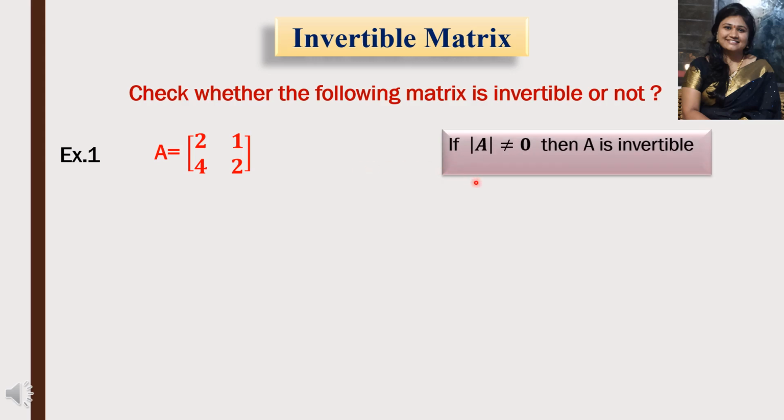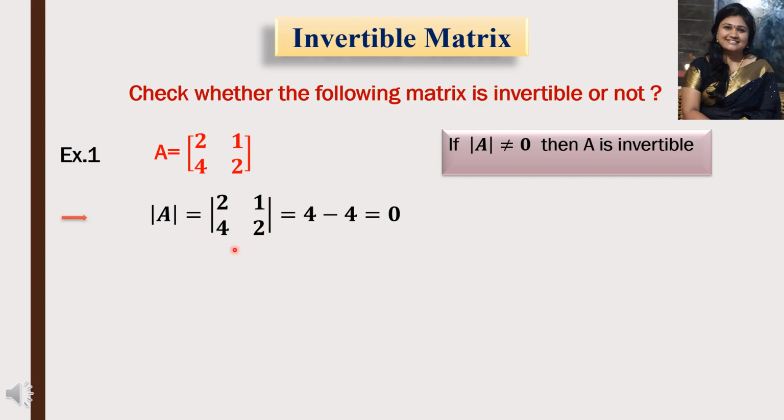Now we know the definition of an invertible matrix, right? A matrix is invertible if its determinant value is not equal to 0. So for checking whether this matrix is invertible or not, we find the determinant of the corresponding matrix. So let us start the solution here. This matrix is written in determinant form, so we write it in two vertical bars. Vertical bars represent its determinant, right? So 2, 1, 4, 2 we write in a determinant format.